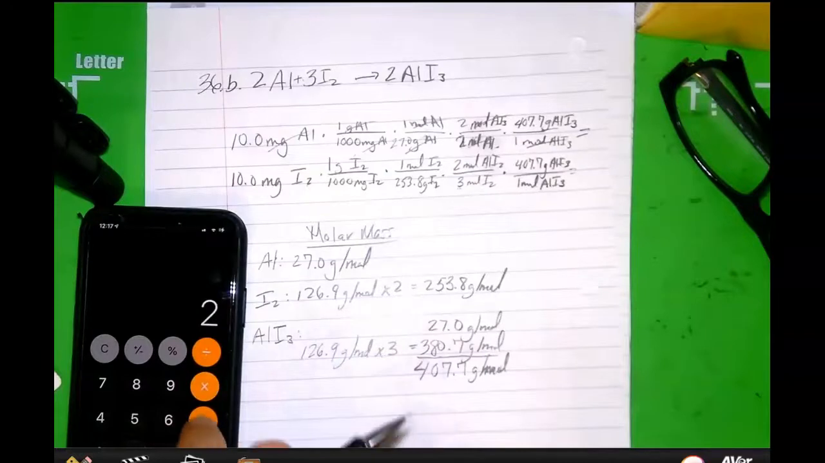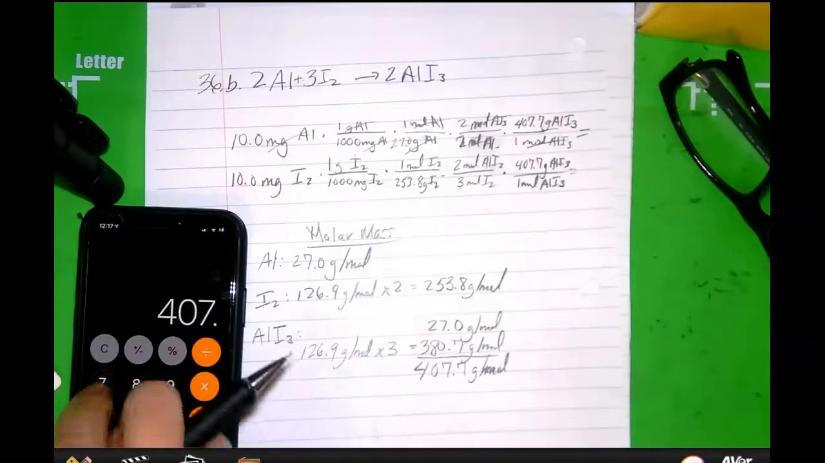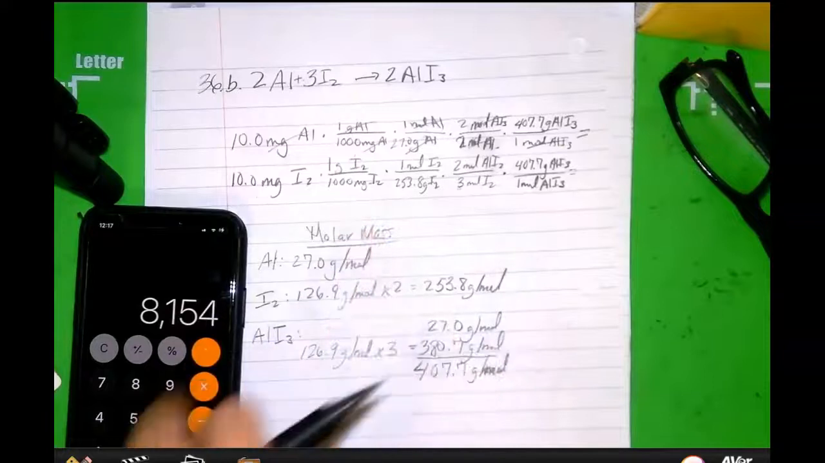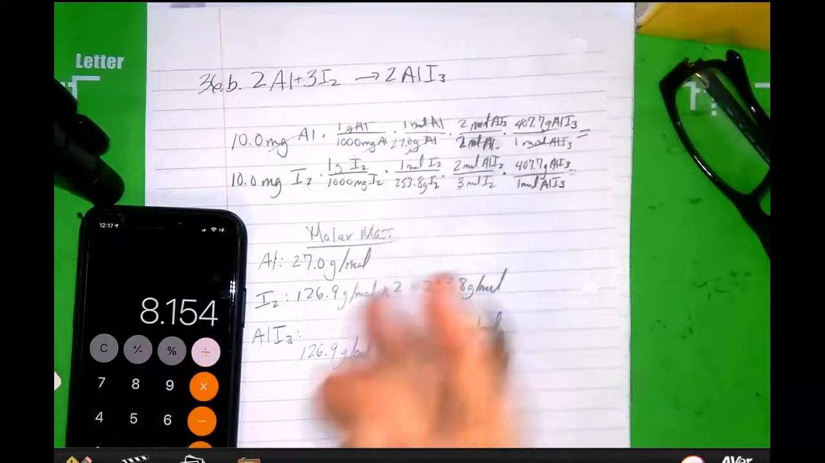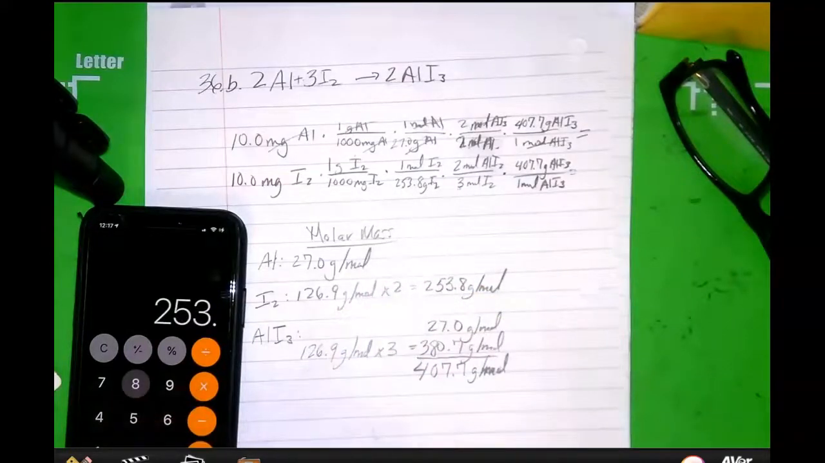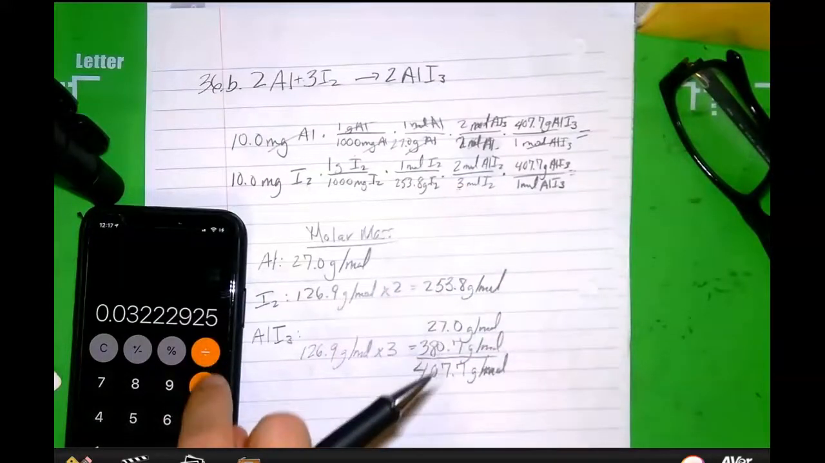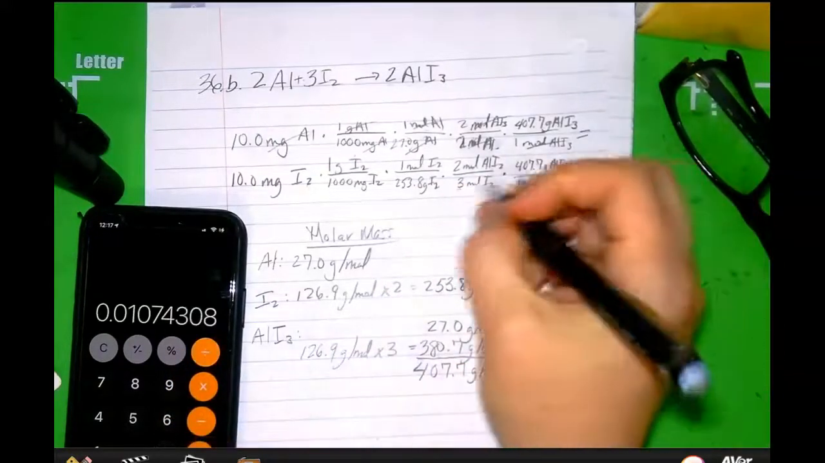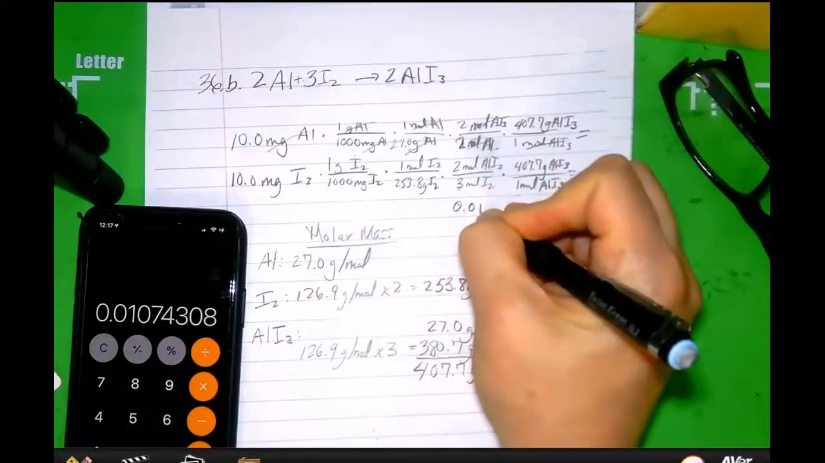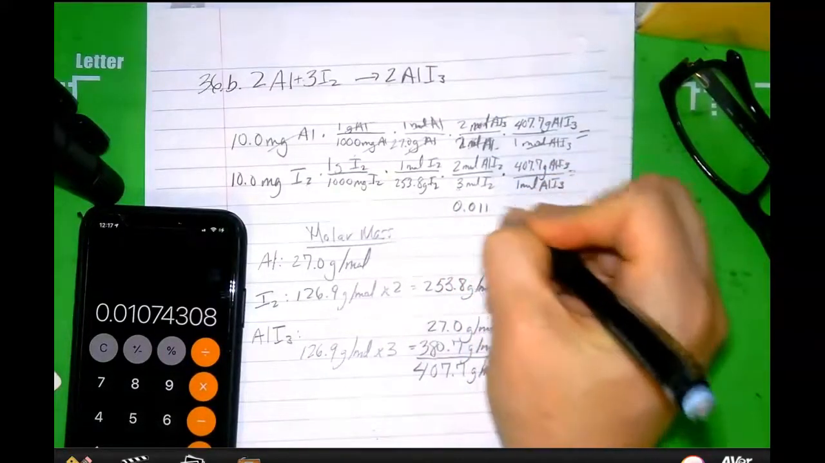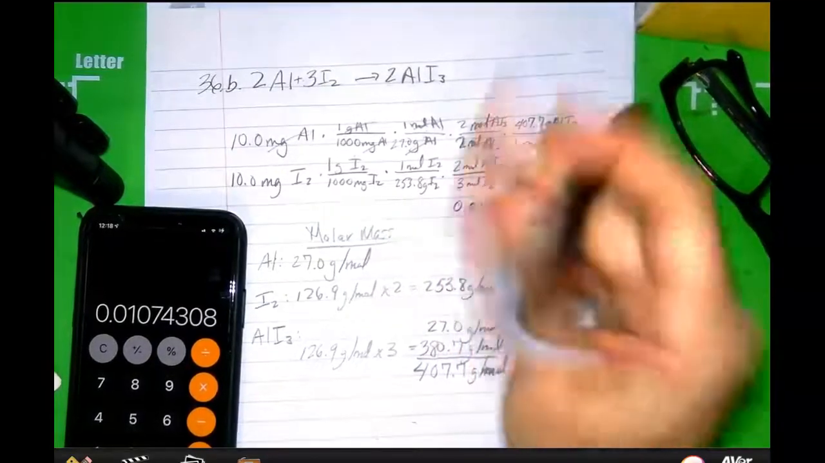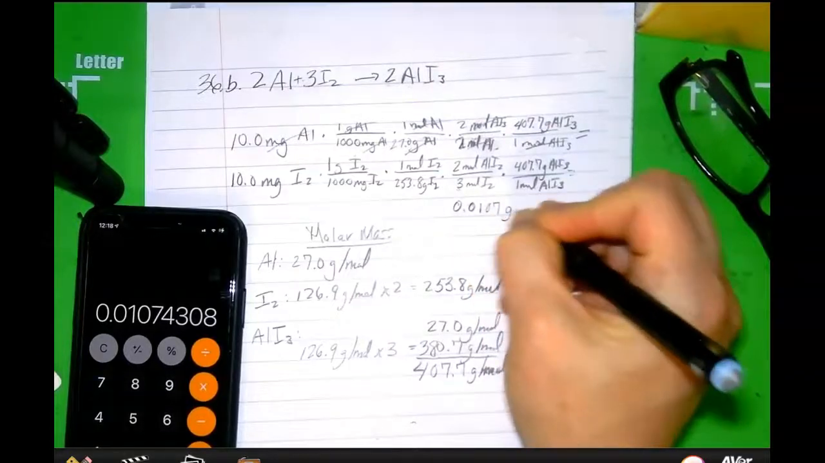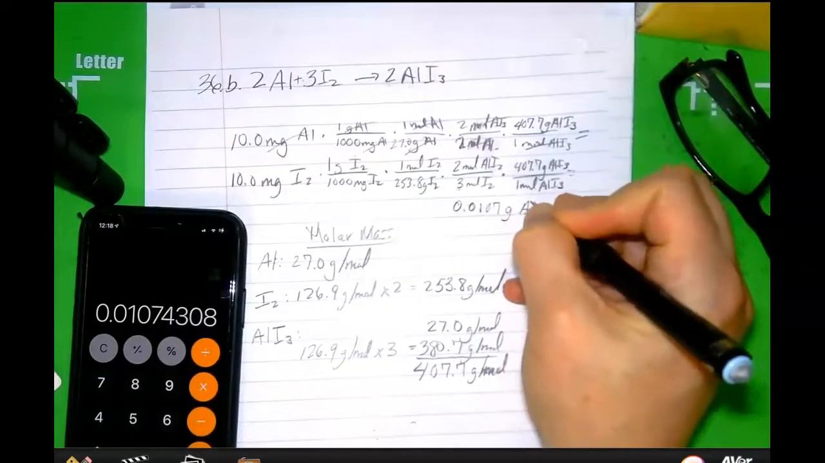Times 2 times 407.7, divided by 1,000, divided by 253.8, divided by 3, and we're going to get 0.011. No, sorry, we need 3 sig figs, so it's 107 grams of aluminum iodide here.